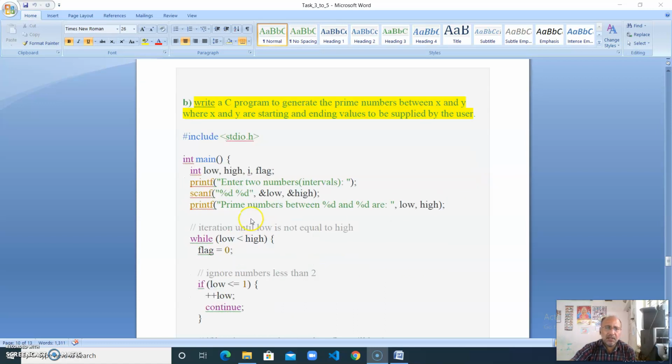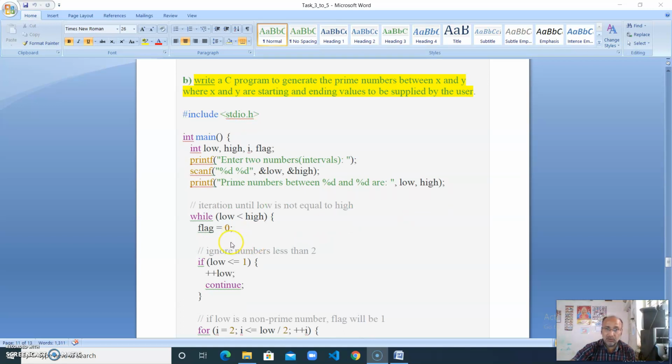Okay. For this one, int main, int low, high, i, flag. Enter two numbers, that is low and high. In between, we have to display the primes, so we take low and high from the user. printf prime numbers between low and high. While low less than high, flag equals 0.